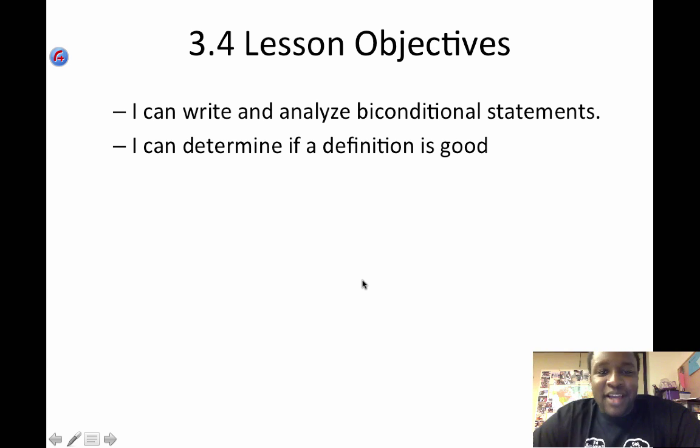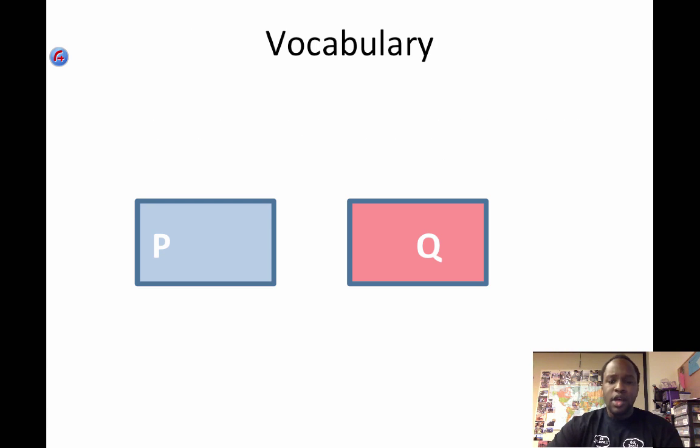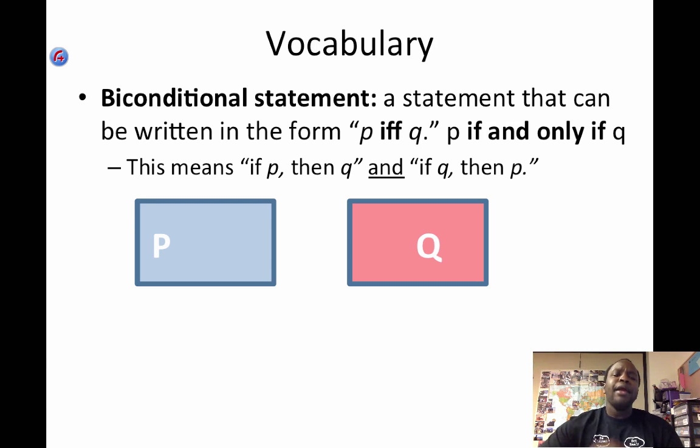Hello and welcome back to our next section of math. Today we are on 3.4 and we are going to be writing and analyzing biconditional statements and determining if a definition is good. So some vocabulary today. A biconditional statement, it's two ways. So remember, bi means two and conditional statements are if-then statements. So they are statements that can go in both directions.